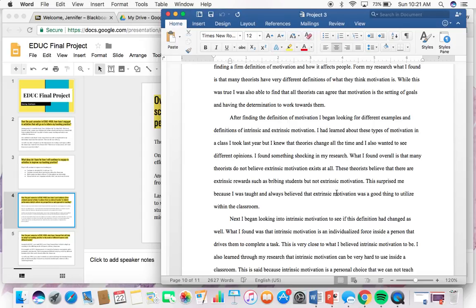And then I found that intrinsic motivation is that inward, personal drive that motivates students. That's what we need to be fostering in our classrooms, because students are going to respond best to that because it becomes personal and something they can count on for themselves. No one can take that away because no one gave it to them.